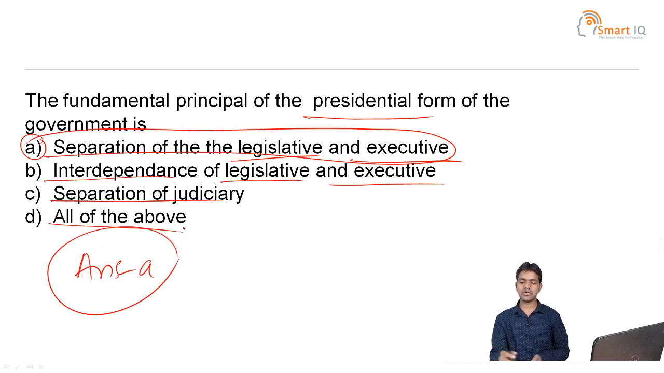So option A is the correct answer. The main fundamental principle of the presidential form of the government is that there is a separation between the legislative and executive. But in the parliamentary form of the government, there is an interdependence between the legislative and executive, and also there is a separation of the judiciary. That is the reason answer A is the correct answer. Separation of the legislative and executive authority indeed is a fundamental principle of the presidential form of the government.